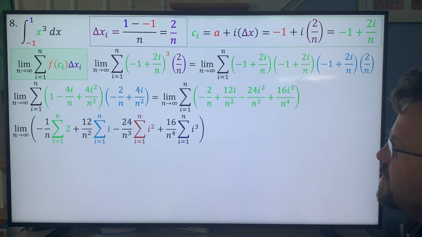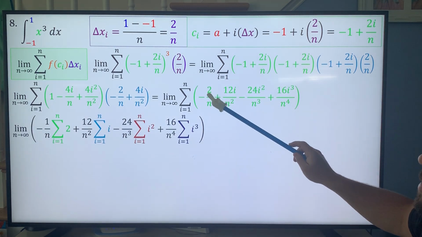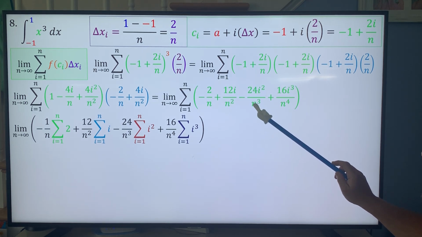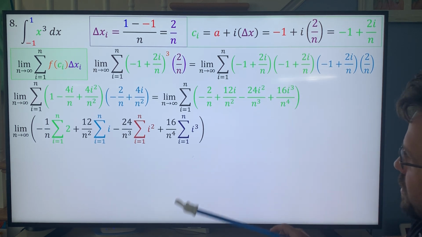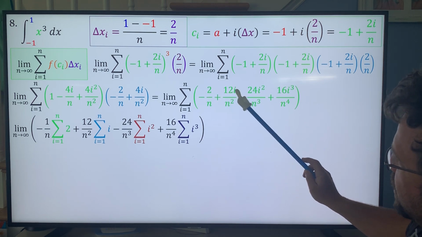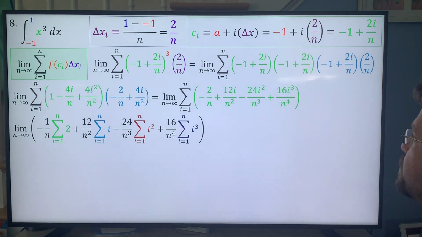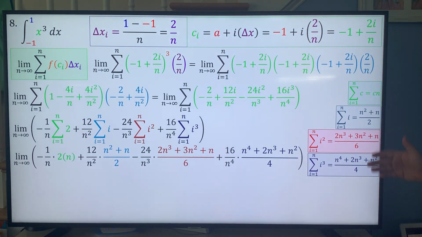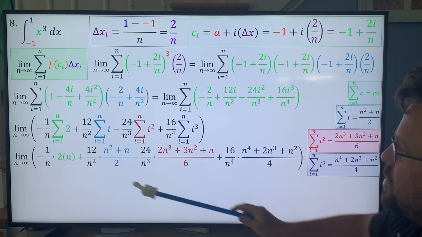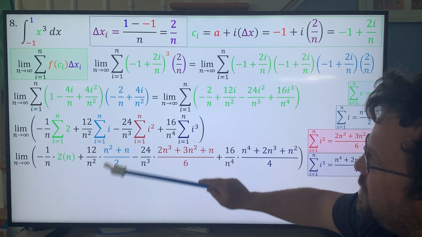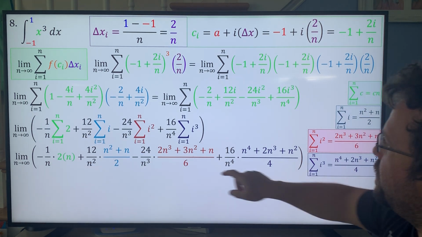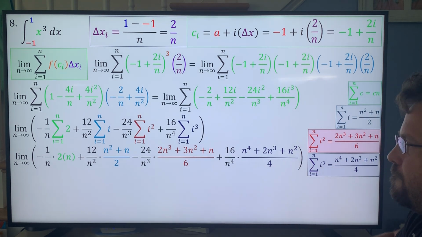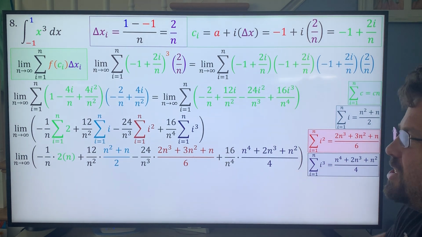I have 4 summations, right? Pull out a negative 1 over n, pull out a 12 over n squared, a negative 24 over n cubed, a 16 over n to the 4th. Because you want to keep your constant, i squared, i cubed. Now, this is going to be the hardest one. Here's your summation formulas, once again, from the first slide we did. So you're going to replace, this becomes just 2 times n, replace this with that, replace this with that, and replace this with that. All algebra. It's just algebra.